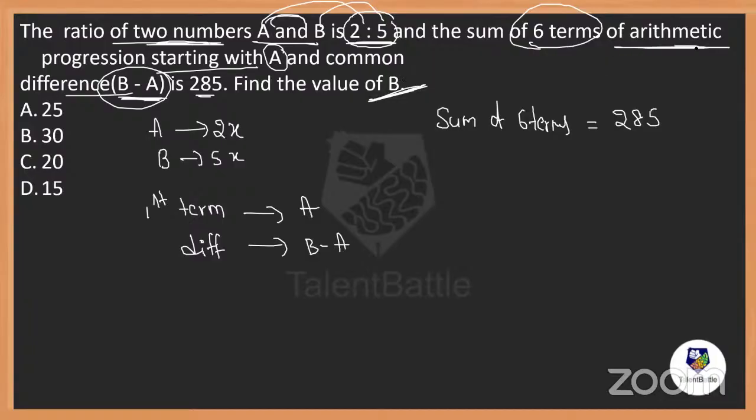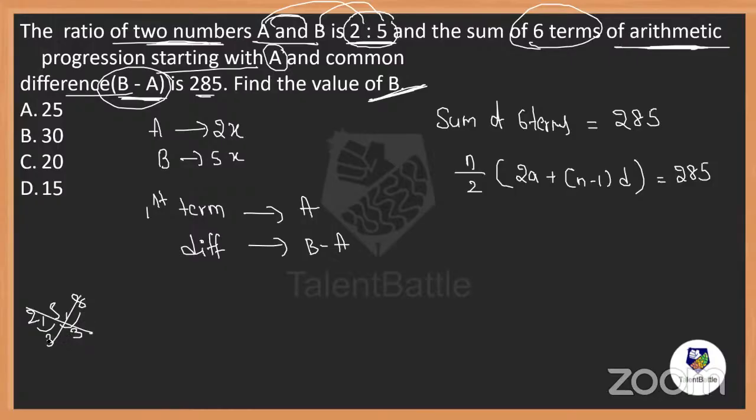Whenever the terms are in arithmetic progression, there is a formula to identify the sum. You can always apply it: n divided by 2 into (2a plus (n minus 1) into d). In an arithmetic progression, the difference between the terms will be the same, like the terms 2, 5, 8. Here the difference is 3, here also the difference is 3. If the difference between the terms is the same, then they are said to be in arithmetic progression. And this is the formula to identify the sum.